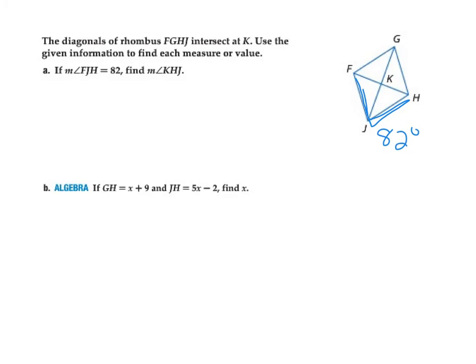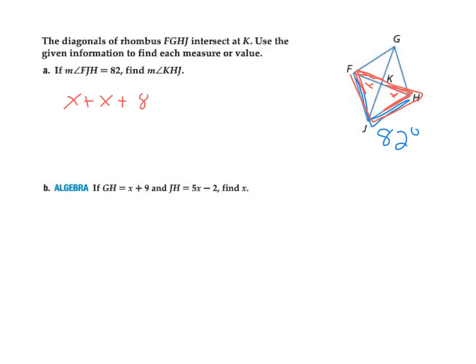Find the measure of angle KHJ. So the measure of angle KHJ is going to be, let me switch colors, this angle right here. Well, probably the easiest thing to do is to look at this big triangle right here in red. We know that the three angles are going to add up to 180. Well, I know that this angle, x, that's what we're looking for, is going to equal this angle, x.